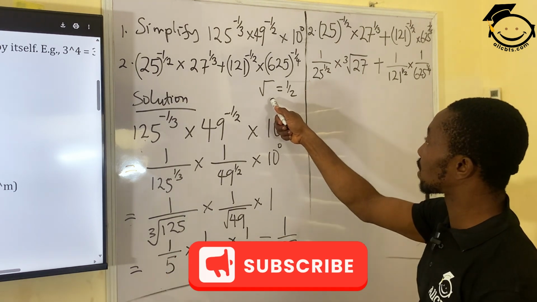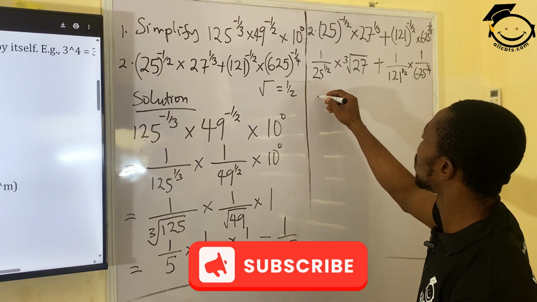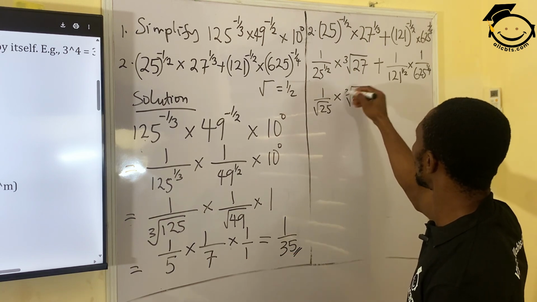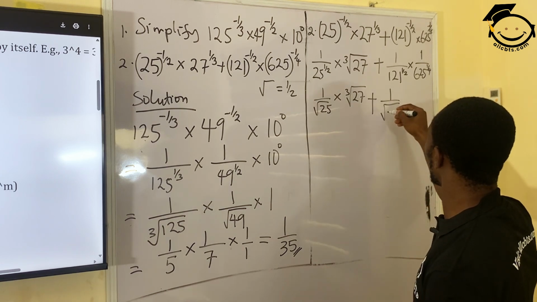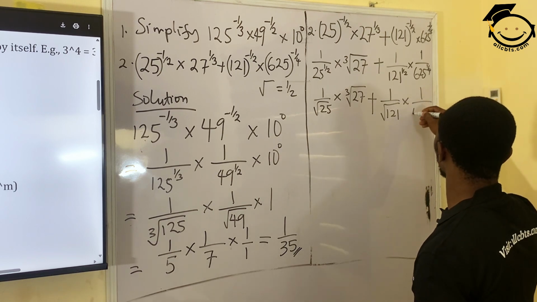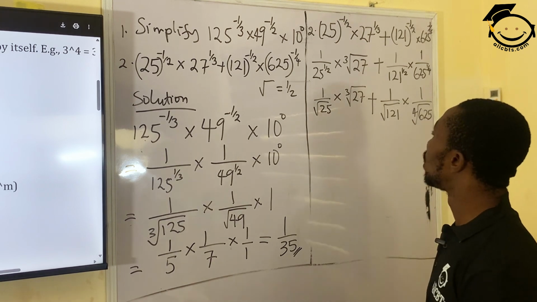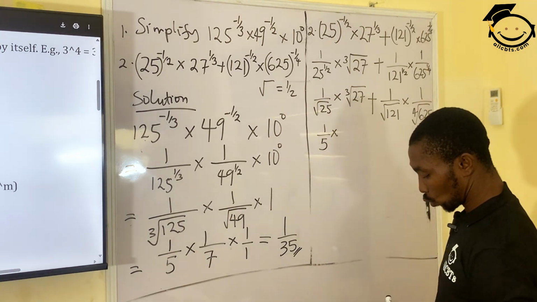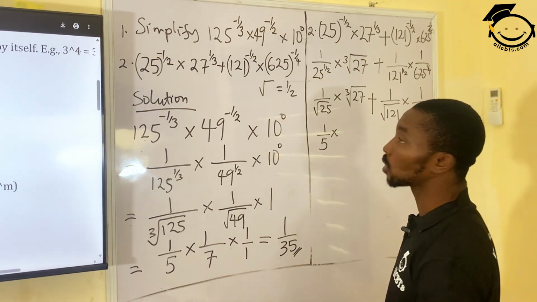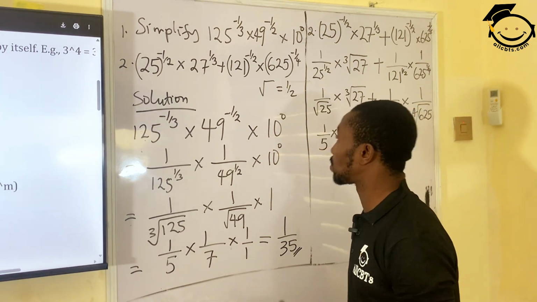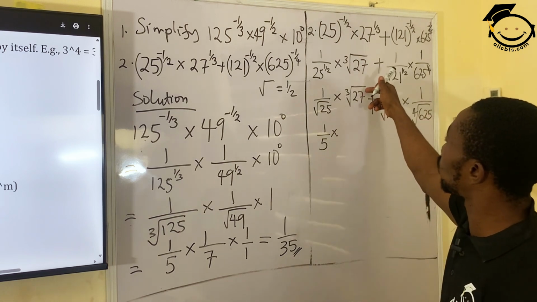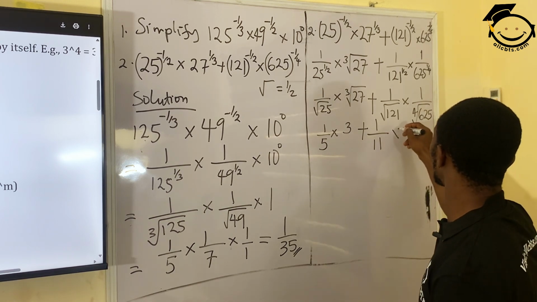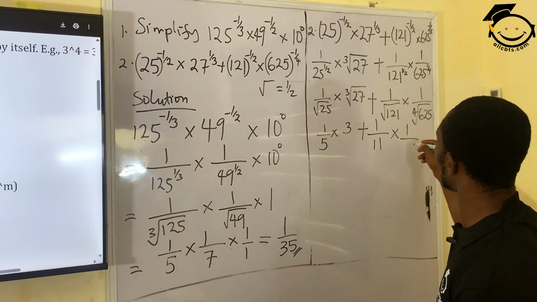Now, applying our laws, raised to power half is square root, so this becomes 1 over square root of 25 times cube root of 27 plus 1 over square root of 121 times 1 over the 4th root of 625. Now, square root of 25 is 5. Cube root of 27 is what number would multiply itself 3 times to give you 27, and that is 3 times 3, 9, 9 times 3, 27. So the cube root of 27 will be 3, plus 1 all over square root of 121, which is 11, times 1 all over 4th root of 625, which is 5.